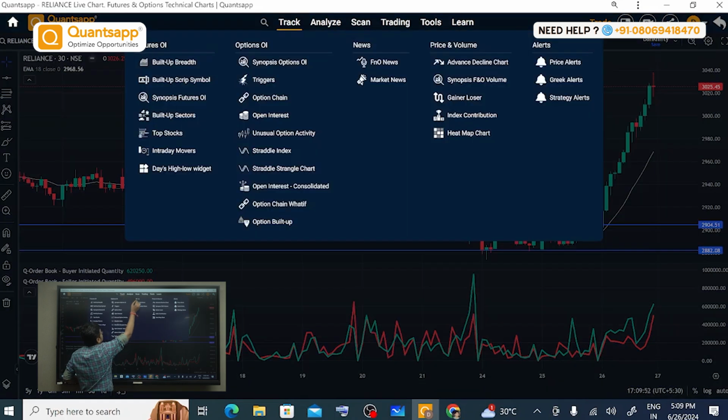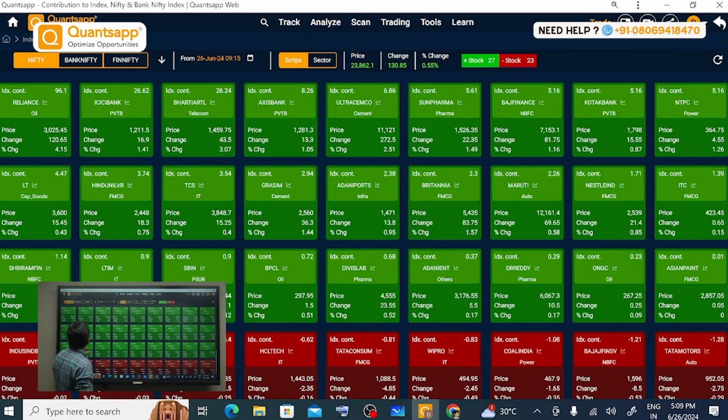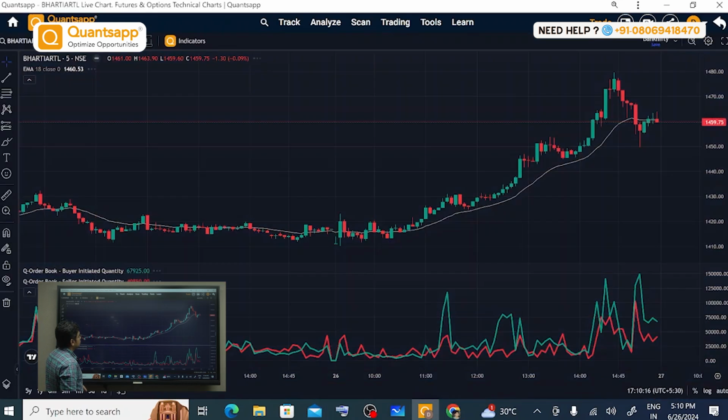Let me go again to the index contribution. I have checked the oil on the Reliance side. Now let me check the telecom, because in telecom also it has given me a significant amount of profit, and in the cement sector. So cement is here, you can see 1.44, and Bharti Airtel, you can see it has given me 3% return. If I check Bharti Airtel, you can see.